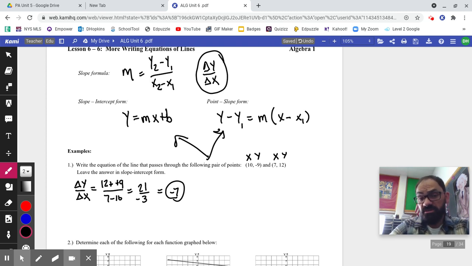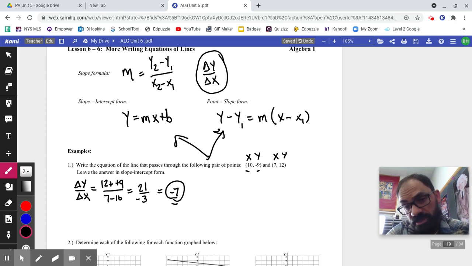In the previous lesson, we used y equals mx plus b. We just plugged negative 9 in for y, 10 in for x, the negative 7 in for m, and then we solved for b, and we had the equation of a line. Well, now we can just plug it into this other one. And if you're comfortable with doing that, by all means, go ahead and do that.